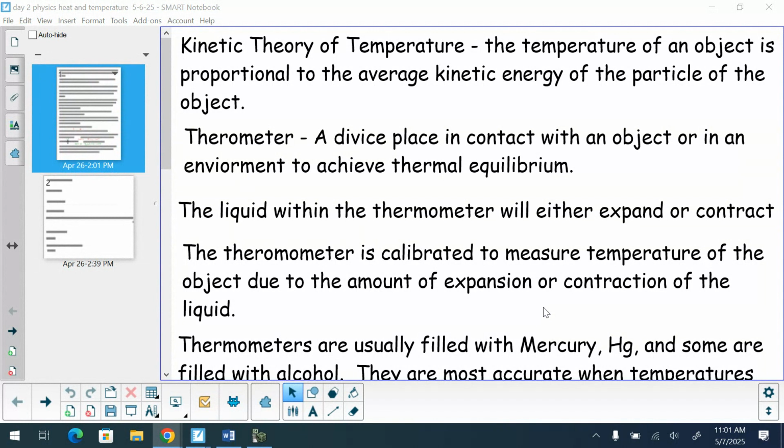And then you had the temperature proportional to the average kinetic energy of the atoms. Once again, the average kinetic energy doesn't depend on the size of the object because you're taking the average of it. So that was our kinetic theory of temperature. A thermometer is a device placed in contact with the environment to get equilibrium. Thermal equilibrium is when both achieve the same temperature.